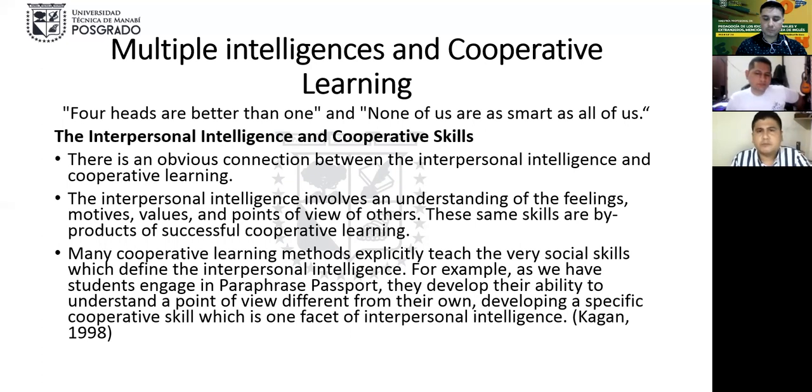There is an obvious connection between interpersonal intelligence and cooperative learning. Interpersonal intelligence involves an understanding of the feelings, motives, values, and points of view of others. These same skills are byproducts of successful cooperative learning. Many cooperative learning methods explicitly teach the very social skills which define interpersonal intelligence. For example, as students engage in paraphrase passports, they develop their ability to understand a point of view different from their own, developing a specific cooperative skill, which is one facet of interpersonal intelligence. It was said by Kagan in 1998.